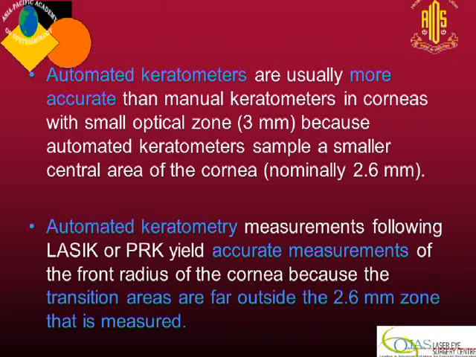Automated keratometers are usually more accurate than manual keratometers in corneas with a small optical zone, 3 millimeters, because automated keratometers sample a smaller central area of the cornea, nominally about 2.6 millimeters. Automated keratometry measurements following LASIK or PRK yield accurate measurements of the front radius of the cornea, because the transition areas are far outside the 2.6 millimeter zone that is measured.